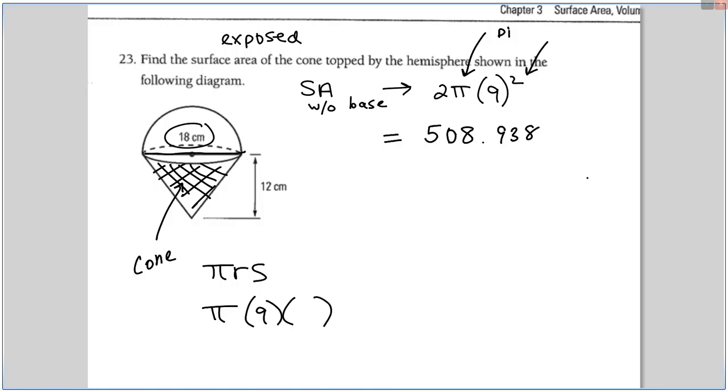All right, here's a problem. Did they give us the s? What does the s stand for? Slant. Did they give that to us? What did they actually give us? The actual height. So what do we have to use? Good, Pythagorean.